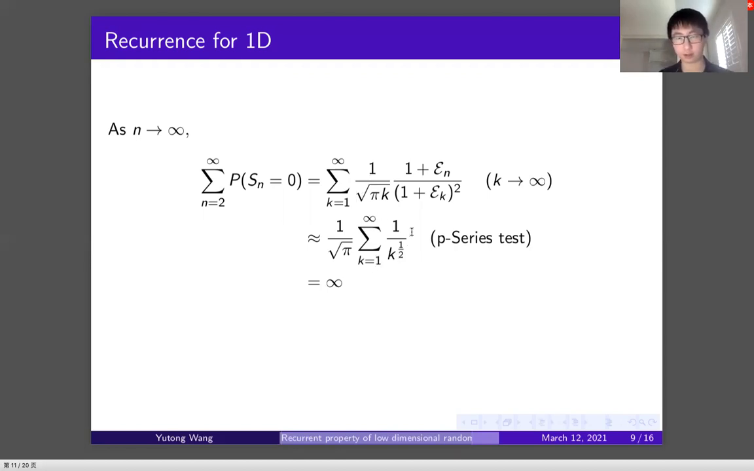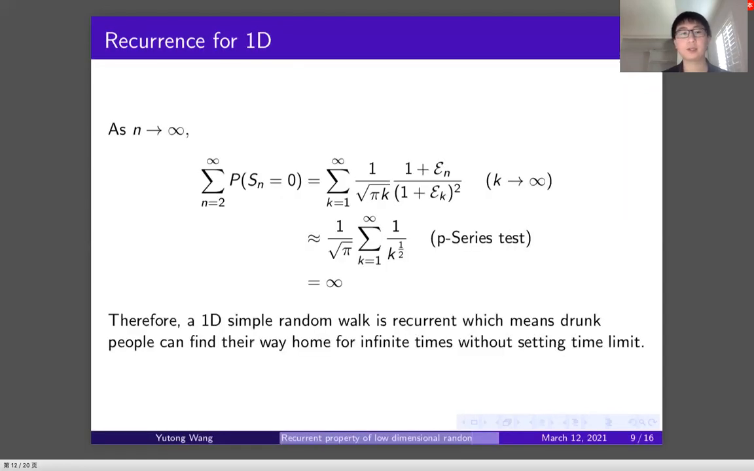And we see this part is what we have already learned from Math 2B, and this 1/2 is less than 1. So by the p-series test, we know this diverges eventually. So the sum of the probability will diverge, will be infinite. So the one-dimensional simple random walk is recurrent, which means the drunk person can find their way home infinitely many times as long as they walk around.